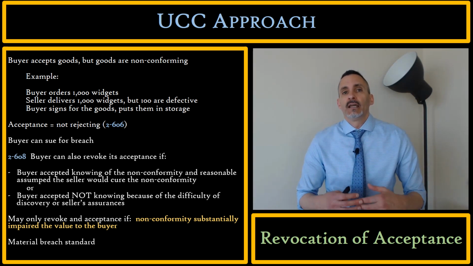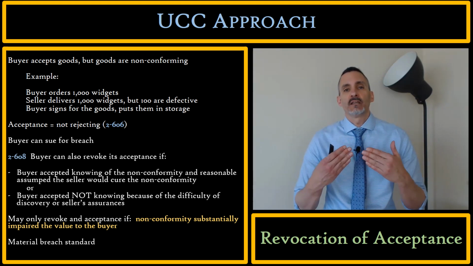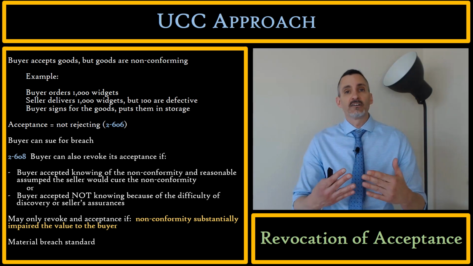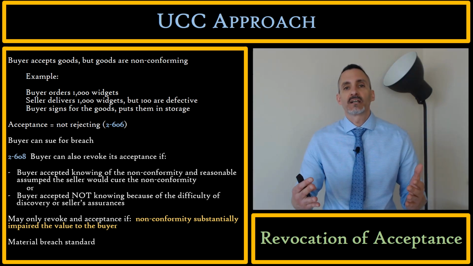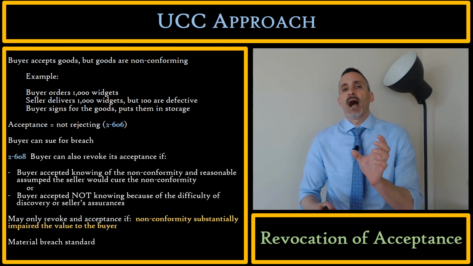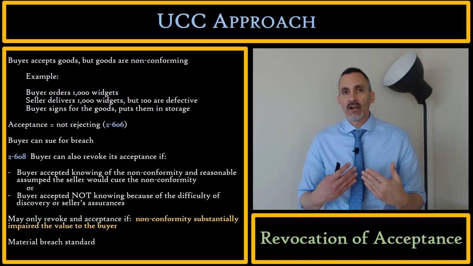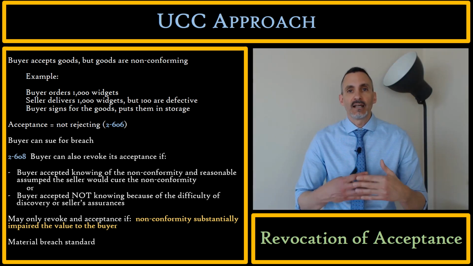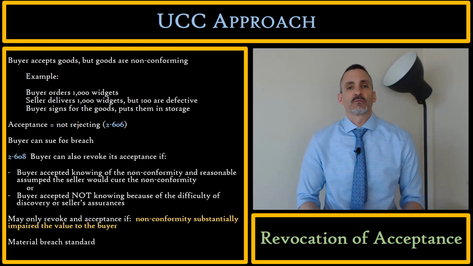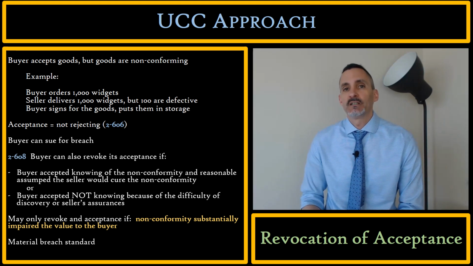So, if the seller delivers non-conforming goods, or if seller's tender is non-conforming to the contract in any way, even a little deviation, buyer can reject the goods. But if buyer accepts the goods, and then later wants to revoke her acceptance because of a non-conformity, the non-conformity must be a material breach.